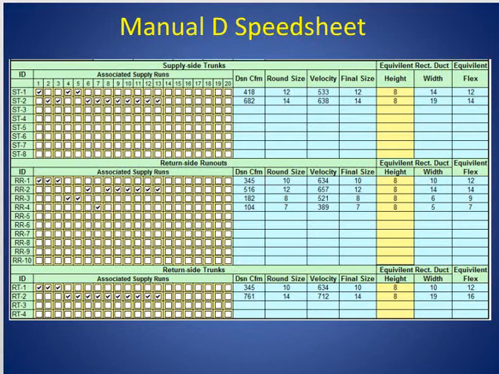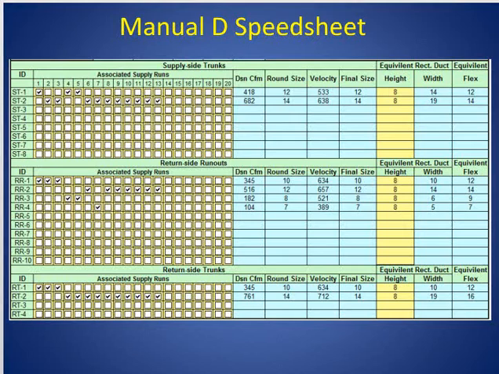So return register 1 serves 1, 2, and 3. Return register 3 serves 4 and 5. Return register 2 serves 6, 8, 9, 10, 11, 12, 13, and return register 4 just simply serves number 7. So when you look at those, it gives you all the design CFMs, it gives you the round size, it gives you the velocity, and then it gives you the final size, and then it gives you the flex equivalents over here. So the returns are in flex, so we're probably going to want to use flex.